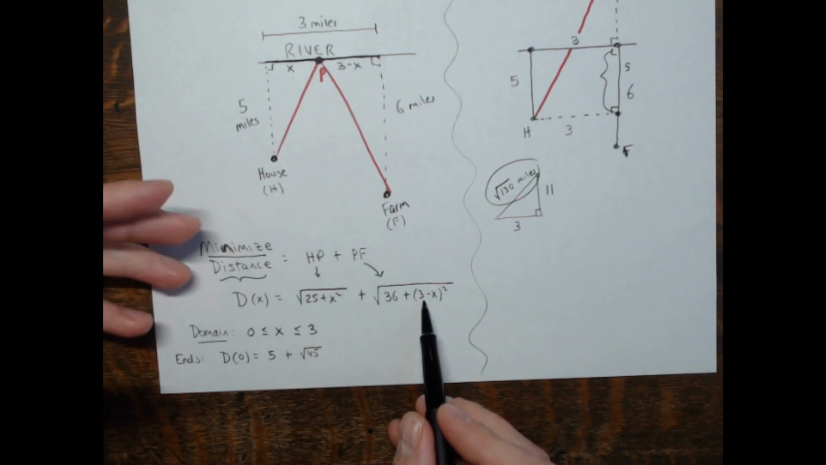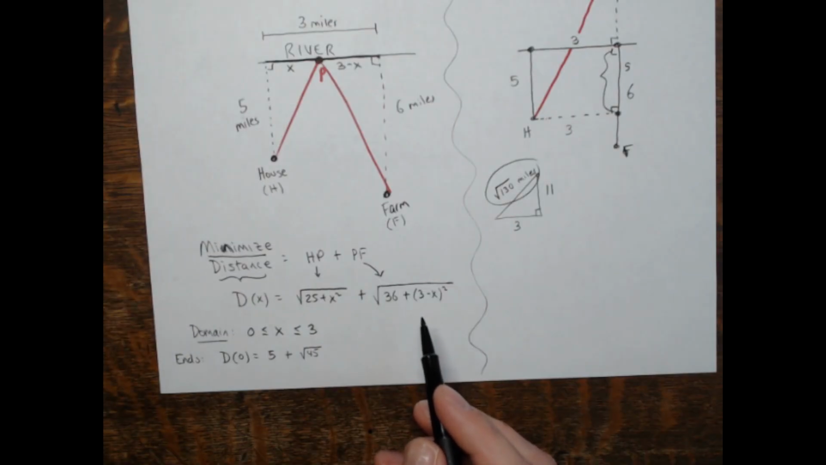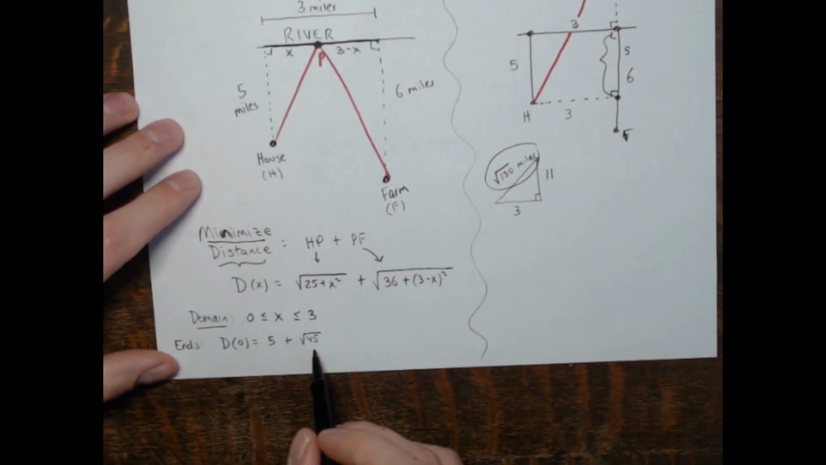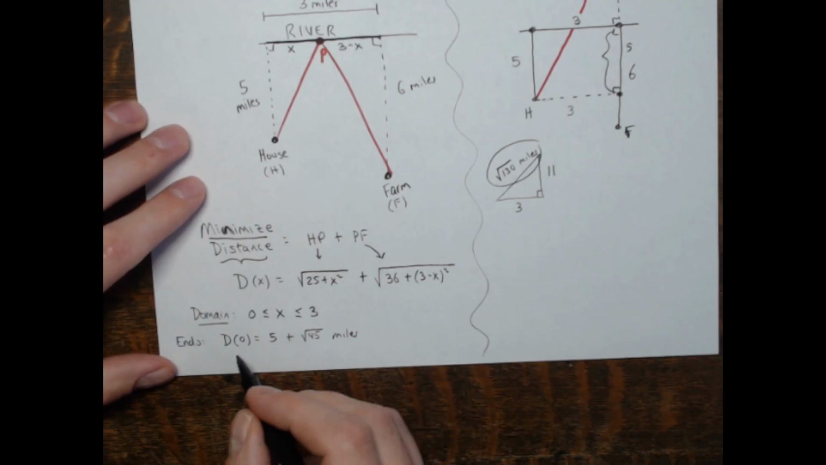I just replace x with 0 here. This would be 3 squared, 9 plus 36, square root of 45. So that's how many miles it would take if we did that. We'll get a rounded version of this.